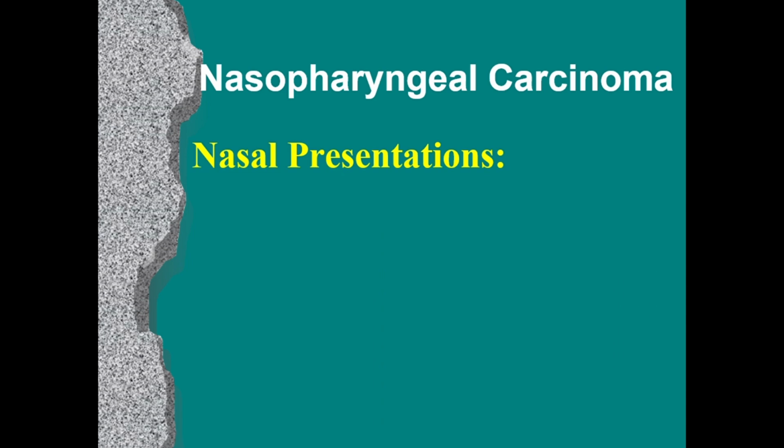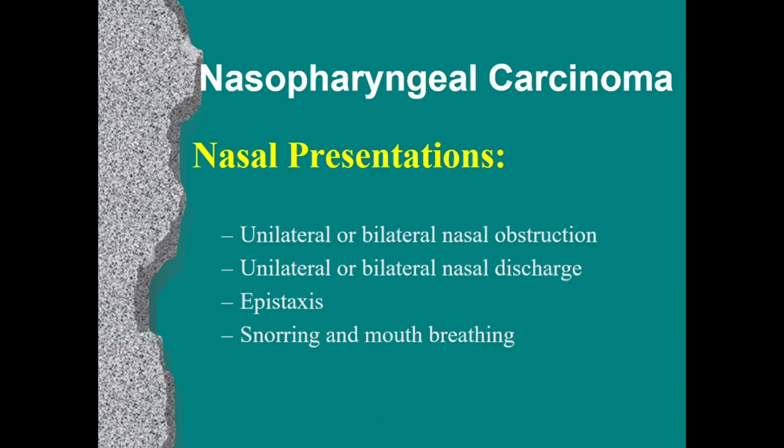Nasal symptoms in the form of unilateral or bilateral nasal obstruction. Any nasal obstruction will cause retention of secretions, and these secretions will come anteriorly from the nose of the patient, so there will be unilateral or bilateral nasal discharge. As we speak about tumor, this may be epistaxis, and as a result of nasal obstruction, the patient will be a mouth breather and there will be snoring.